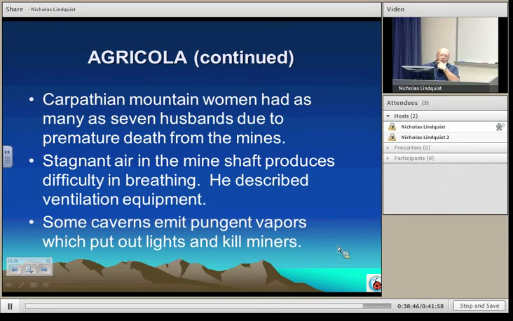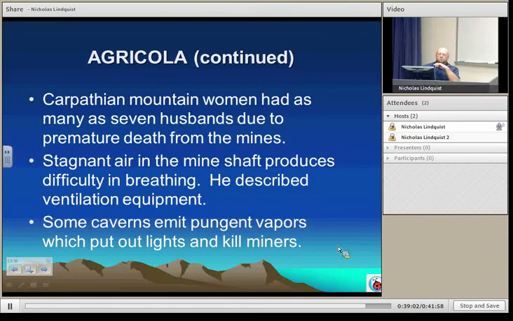And even though he identified all of these dangers and these hazards, he went on to talk about what the benefits of that mining process were and how they would outweigh the dangers that those mines could create.